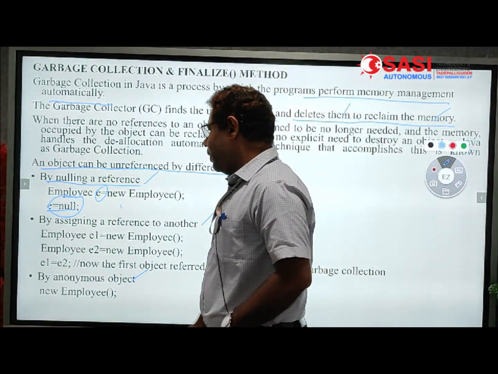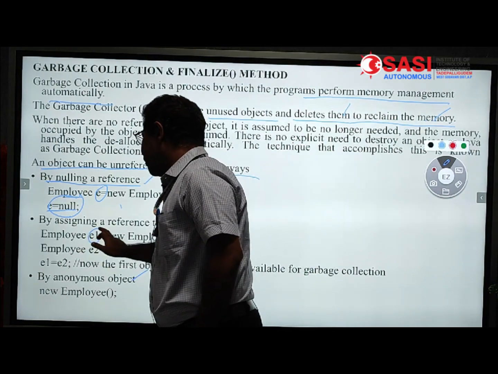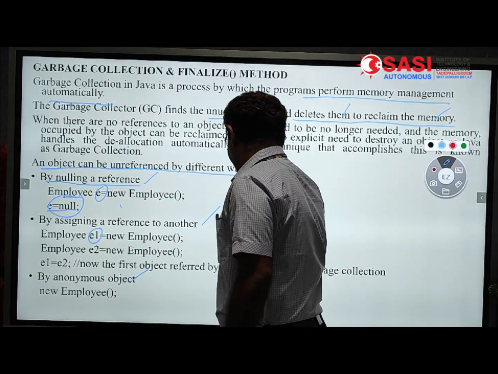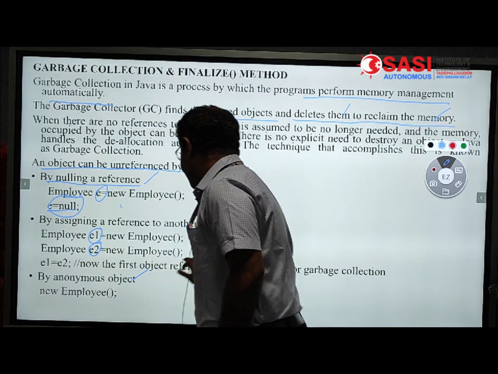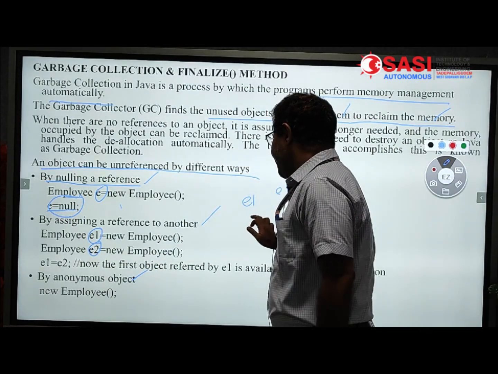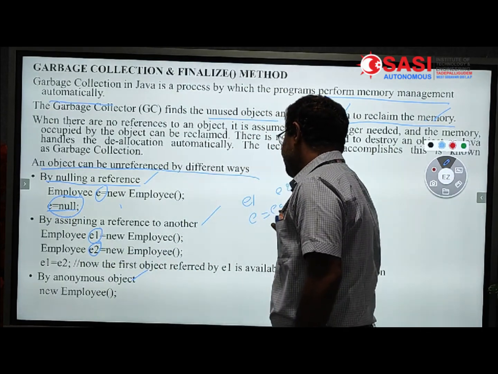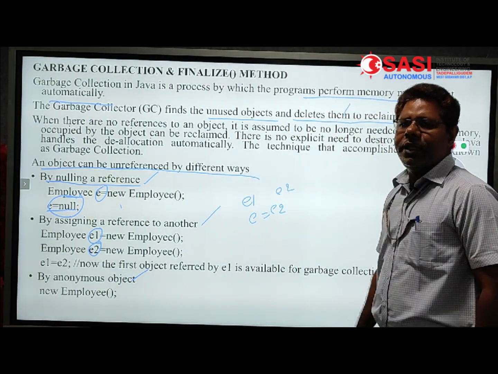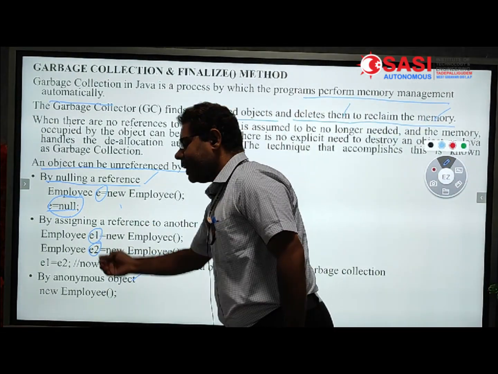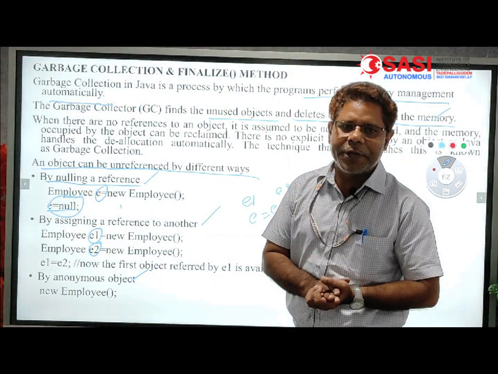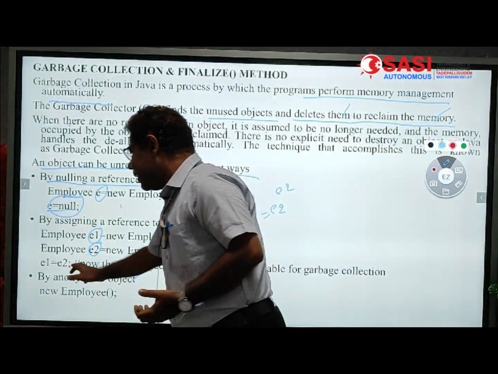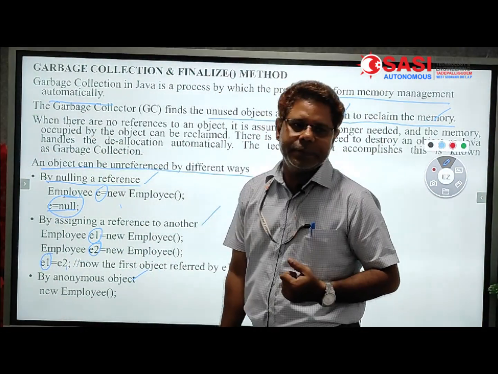Second way, similarly, we are creating two objects, E1 object, and similarly we are creating the E2 object. Now E1 equal to E2. So in this case, the previous E1 object is the unreferenced object. So in this case, we need to delete the E1 object.